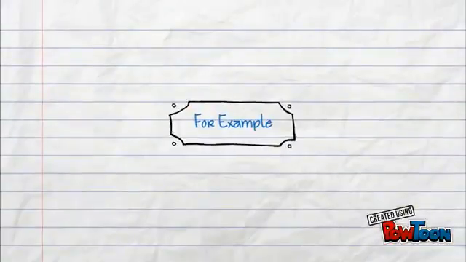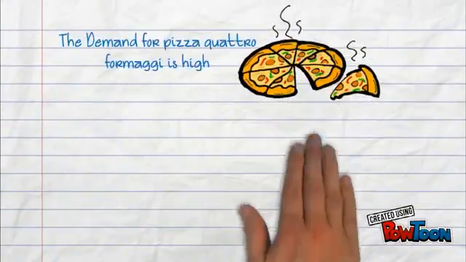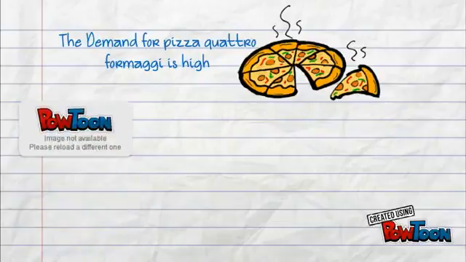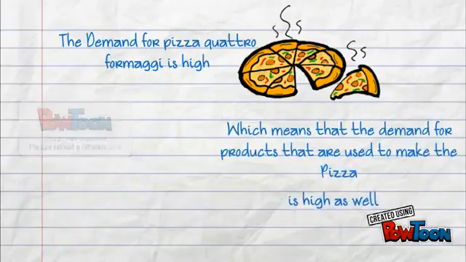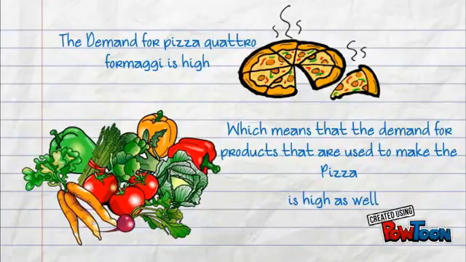For example, the demand for pizza quattro formaggi is high, which means that the demand for products that are used to make the pizza is high as well. They are not demanded for the current good capacity, but for the final product, which is pizza.